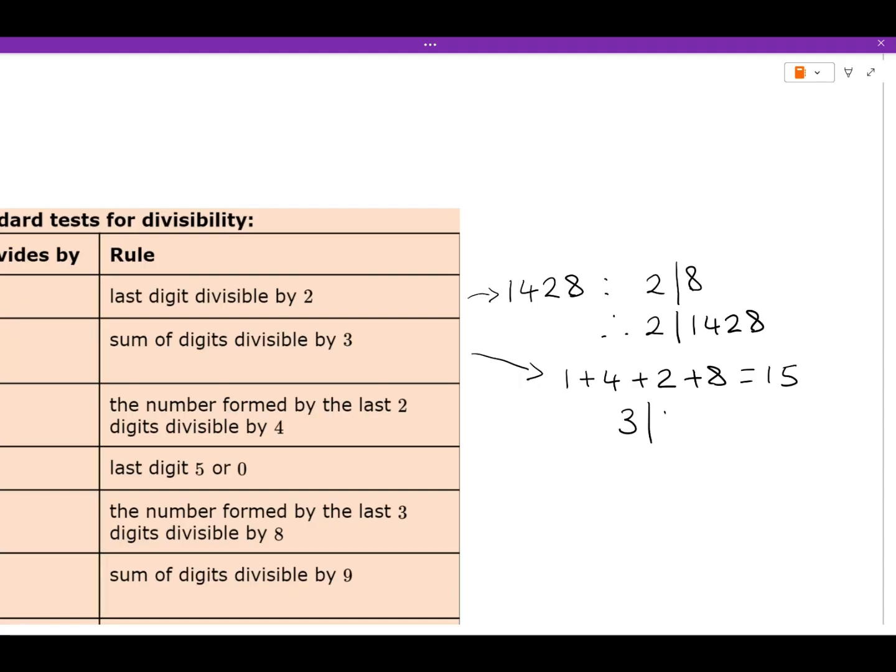Now, if you want to show clearly that 3 is a factor of 15, what you can do is write 15 as a multiple of 3, so 3 multiplied by 5. That clearly shows that 3 must be a factor. And then we can conclude that 3 must be a factor of 1428, since 3 is a factor of the digit sum.